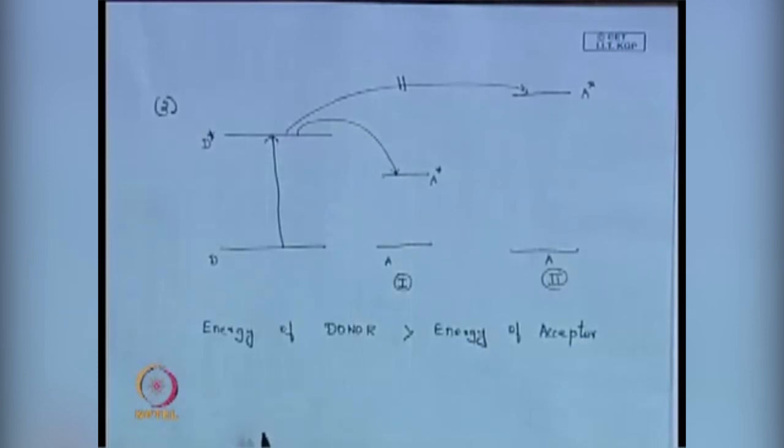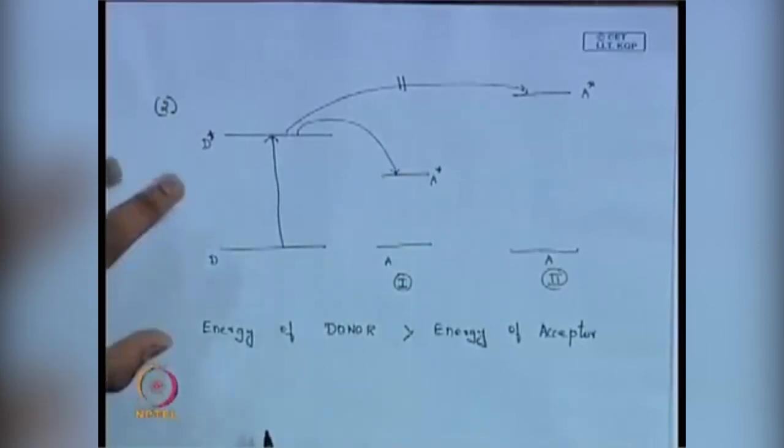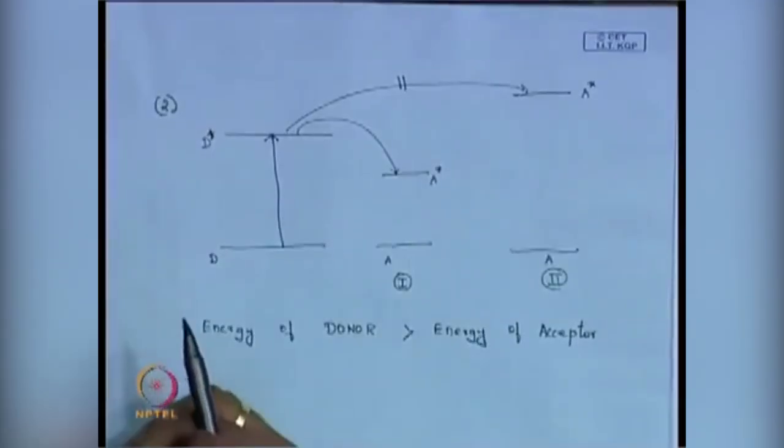So, these are the two important criteria for energy transfer reactions to happen. One, your energy transfer rate should be greater than your diffusion. Second, the energy of your donor should be greater than the energy of your acceptor. If these two conditions are satisfied, most of the time you can see energy transferred from your donor molecule to the acceptor molecule. Clear? Okay.